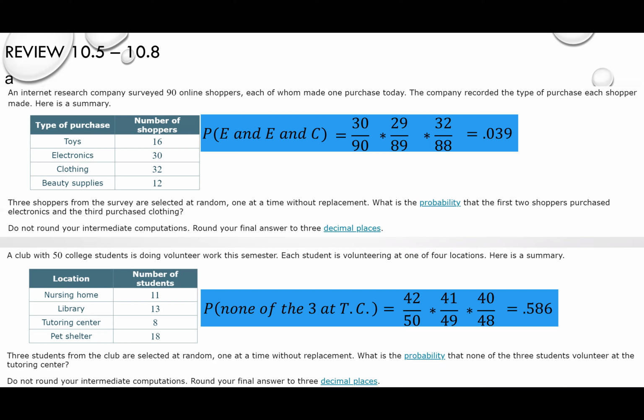So this would be question A or question B in this slide, with these 2 problems. It's very similar to what we went over in class. Instead of giving you a horizontal chart or table, this one gives you the vertical.